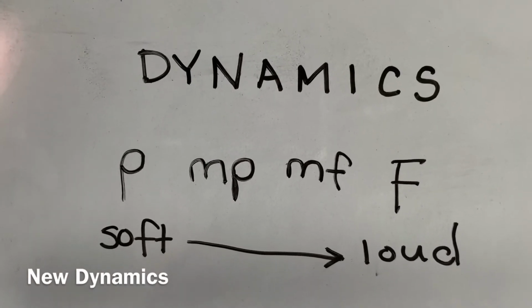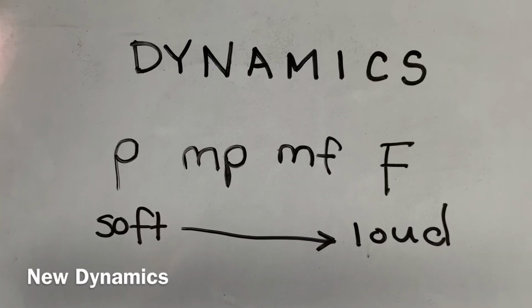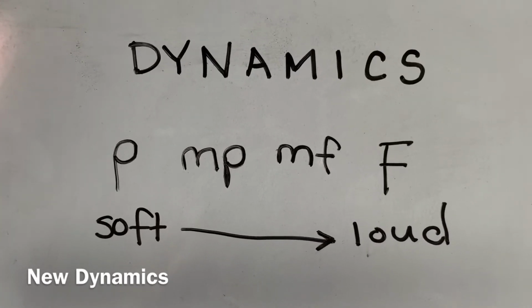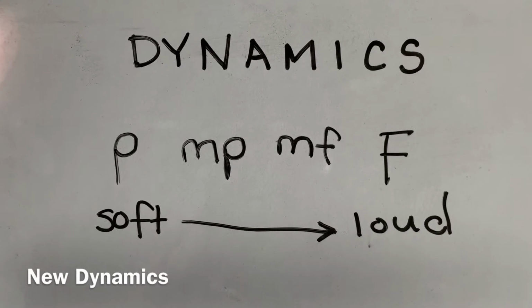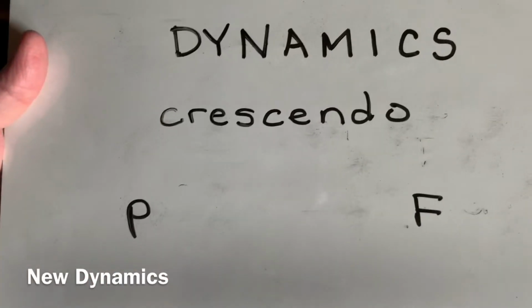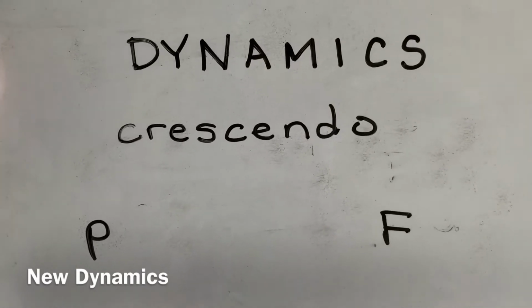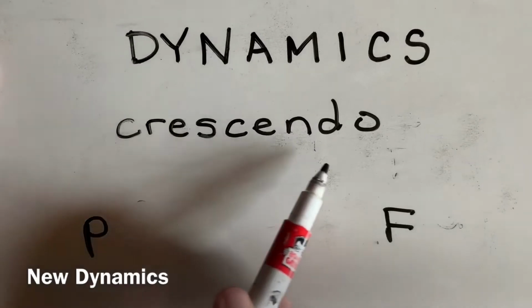Today we're going to learn about something different. We're going to learn about graduated dynamics. That is, dynamics that do not shift suddenly from one degree to the next. The first new term that I would like to discuss is crescendo. We say this word crescendo.